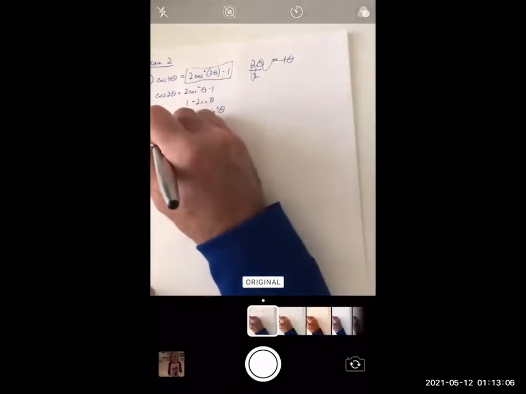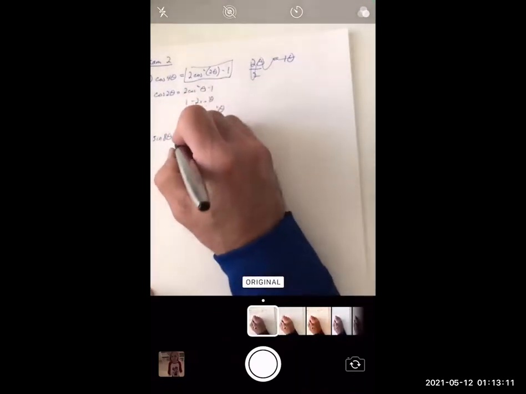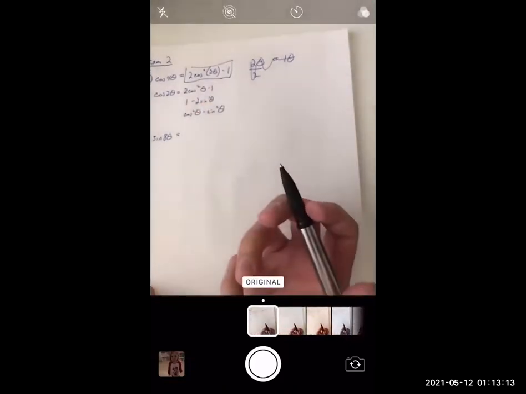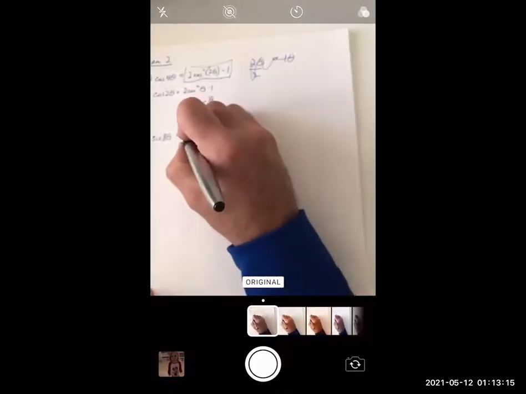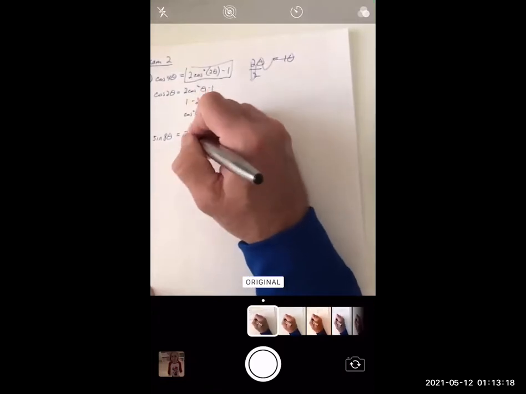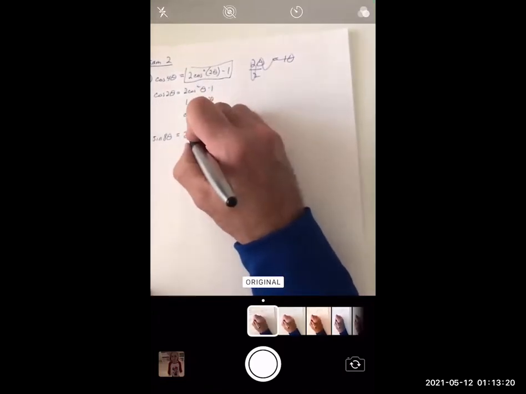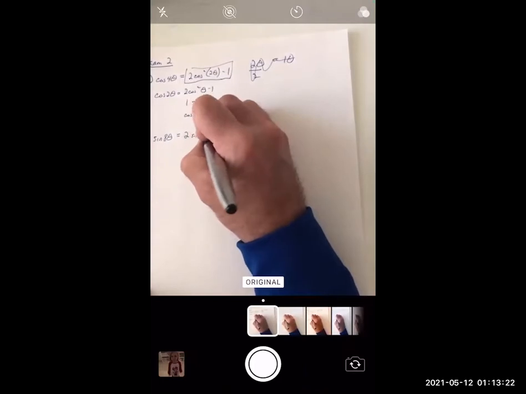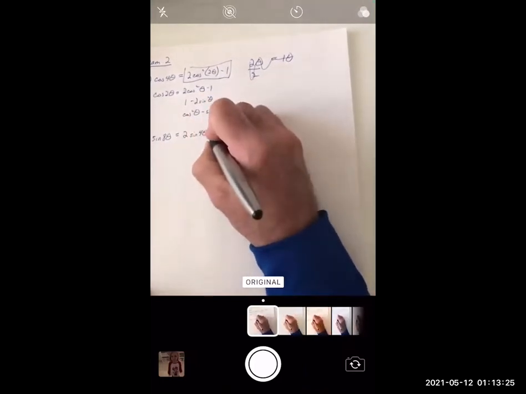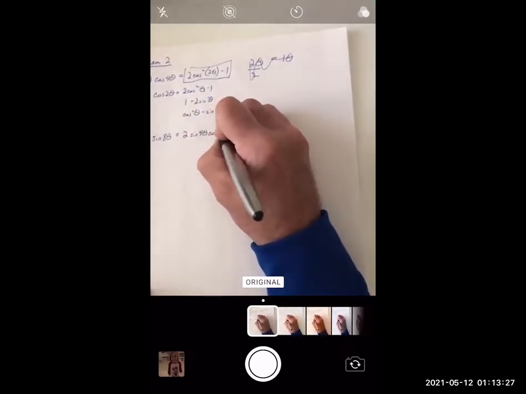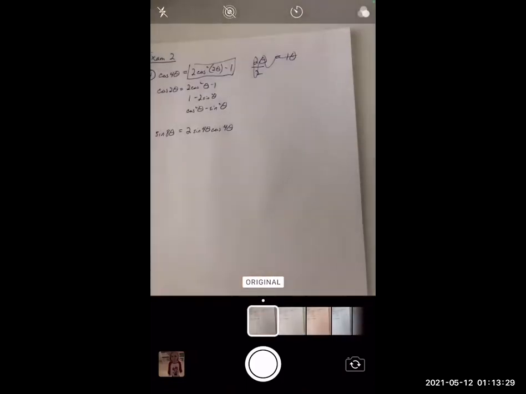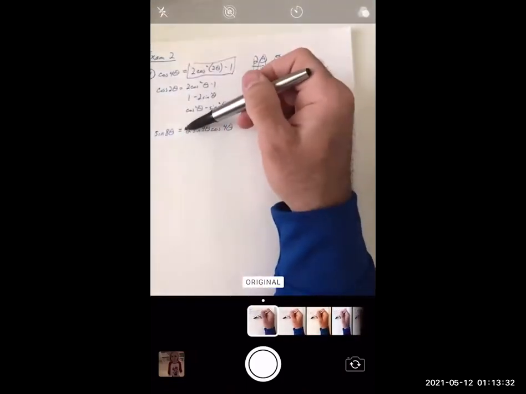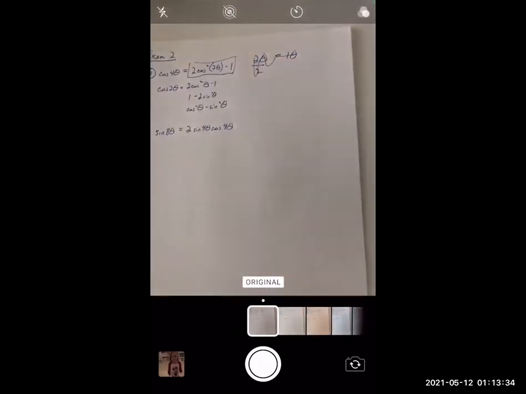The other one we had was sine of 8 theta. Some people had that problem. Well, you're doing the same thing. You have to divide the angles by 2. So it's still going to be a 2 out in front because that's part of the formula, and then sine of 4 theta, cosine of 4 theta. So don't change any coefficient, don't change any exponent. It's the angles themselves that are being adjusted.